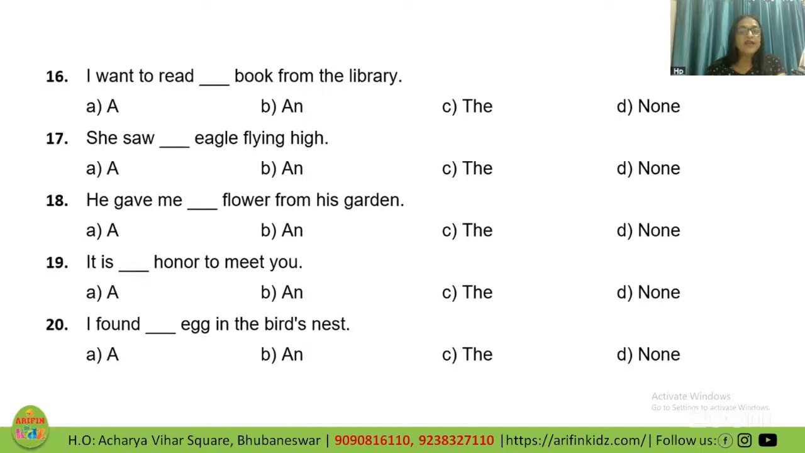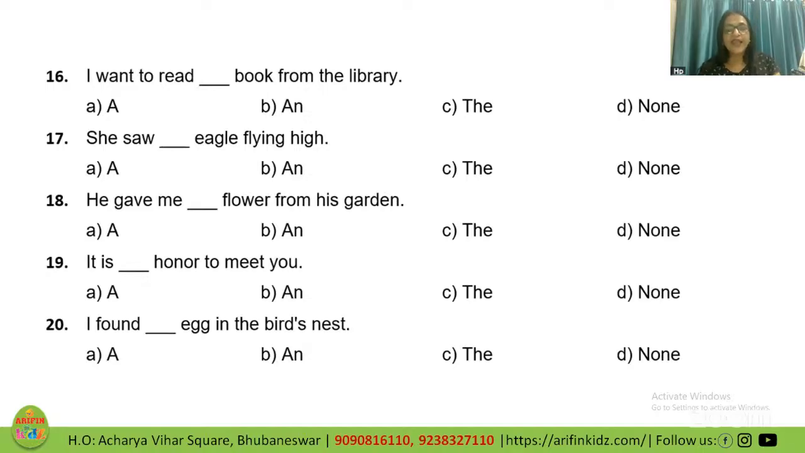Question number 19. It is dash honor to meet you. Yes, 19B. Shreyan, Pankajini, Kavita. Okay. As we know, with honor and honest, before we use an, because here the H sound remains silent and the vowel sound comes. So the correct answer is option B, an. It is an honor to meet you. Next. Question number 20.